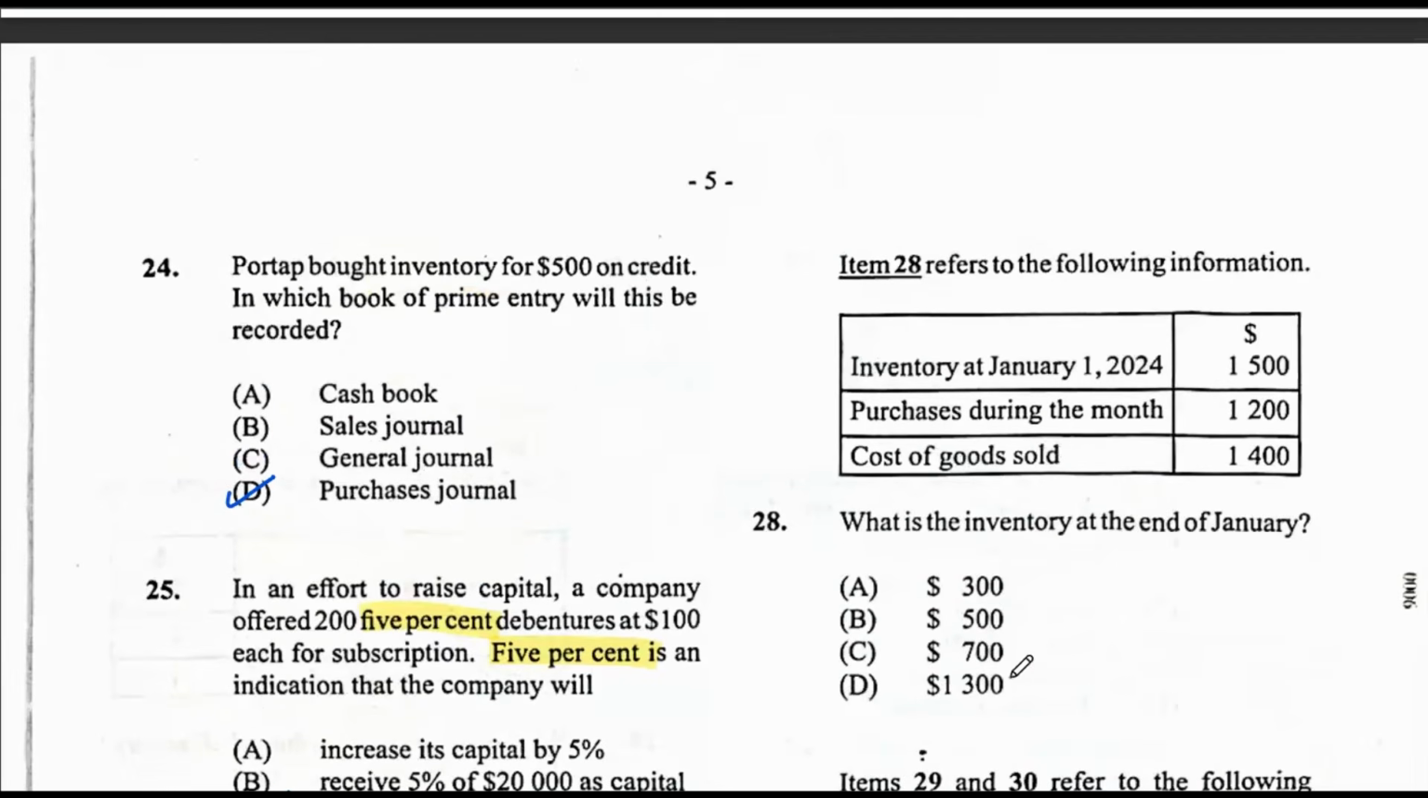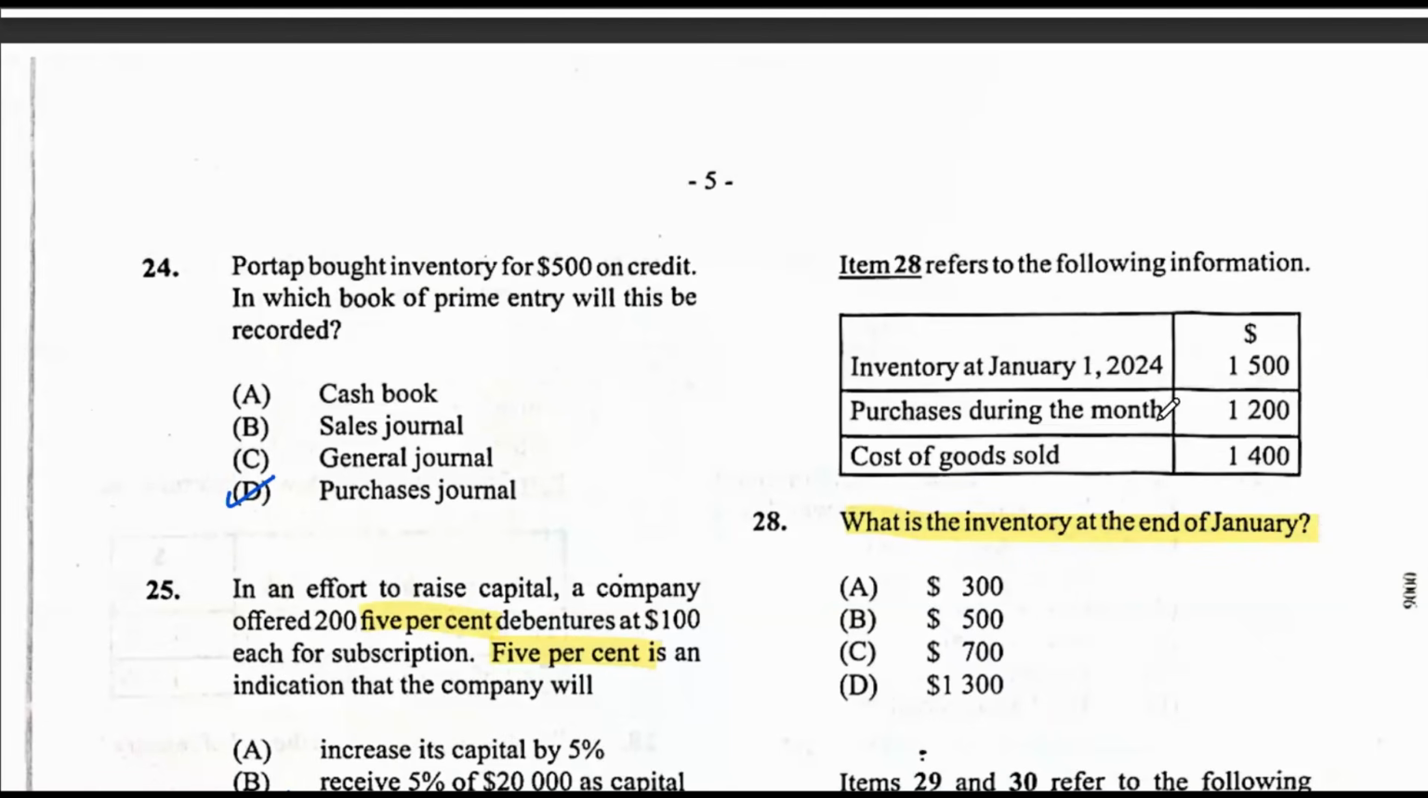All right, moving on to question 28. Again, we're going to look at the requirement. What is the inventory at the end of January? So now we have some data to work with, and they're asking us what is the inventory at the end of January. Now, this is basically asking us what is our closing stock, right? So inventory at the end is our closing stock.